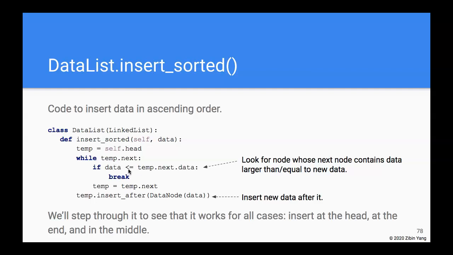Now, if the current node is not the right node, then we just advance to the next node. So basically that's the code. It's just a few lines, but we have to make sure that it works for all cases, and all these cases would include an insertion at the head, insertion at the end of the linked list, and also insertion in the middle. So we'll step through the code to see that it works in all these cases, hopefully.